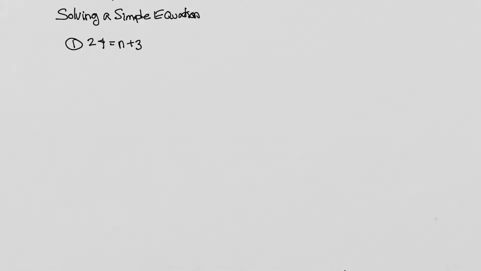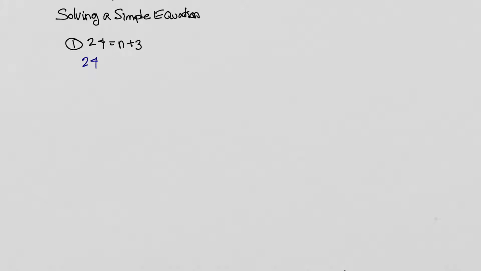Let's solve some equations. So we've got 24 is equal to n plus 3. What we want to do is isolate n. So we'd like to eliminate the 3, and we can do that if we just subtract 3 from both sides. Notice that we start here with some variable, we add 3 to it, and that brings us up to 24. So let's subtract 3, but if we subtract 3, we need to subtract that from both sides.